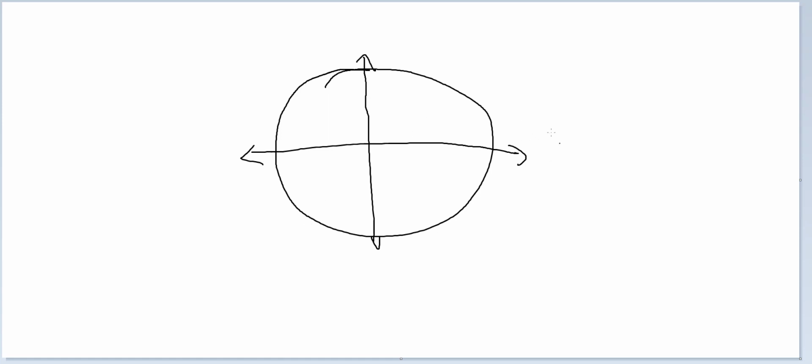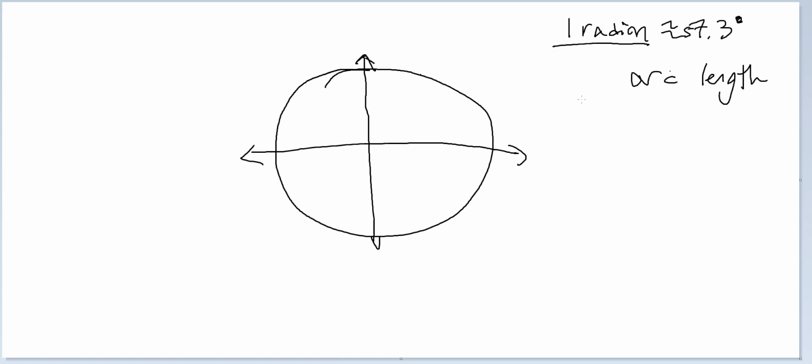So there's a couple different relationships here. I hope you have an understanding of what a radian really is, right? And so 1 radian is approximately 57.3 degrees. Now, how did we arrive at that? Well, if you think of it in terms of arc length, that's really what these radians are. So we're looking at arc lengths here.